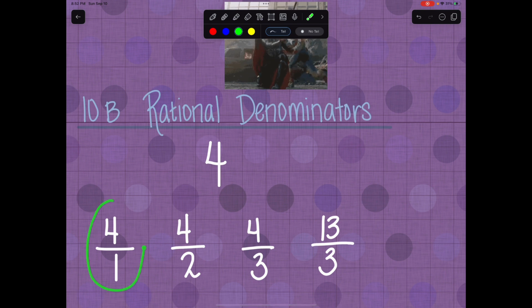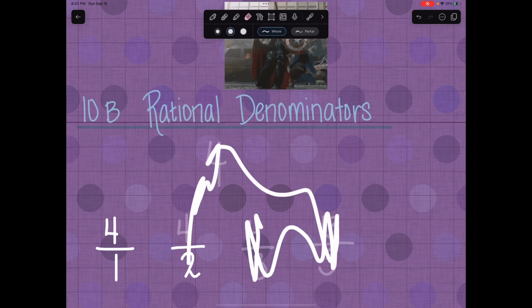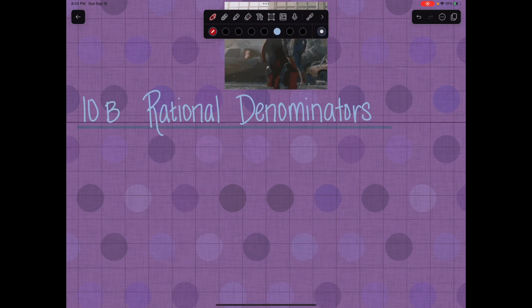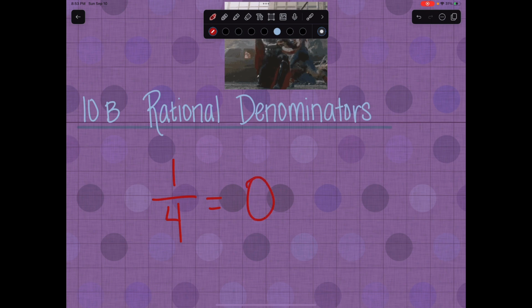So 4 over 1 would be just 4, okay? 4 over 2, obviously that's just 2. 4 over 3, actually, let's do a couple of different other examples. Let's forget the 4. Okay, we've had enough of the 4. Let's do 1 over 4. What do you get with that? You get 0.25. All of these numbers so far are rational numbers.